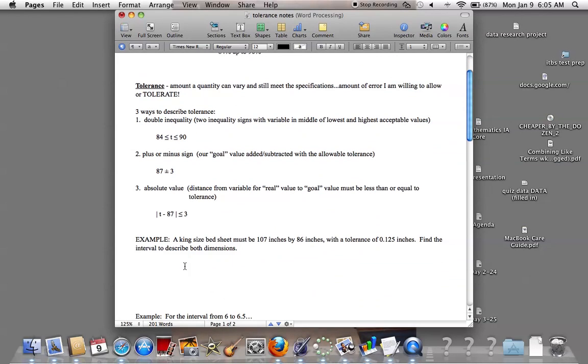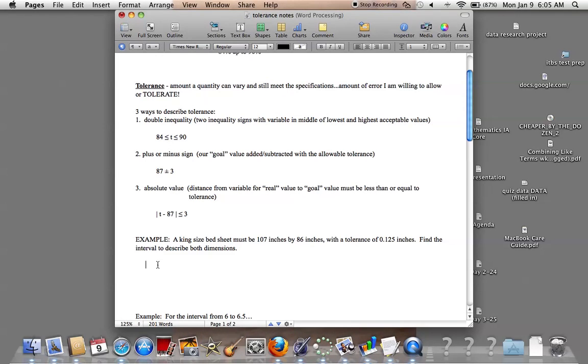Moving on to a situation where you might see this tolerance used: when they make sheets, they're supposed to be 107 inches by 86 inches. However, they know they're not going to measure exactly that, so they give them a tolerance of 125 thousandths of an inch. This is the number 1/8. Find the interval to describe both dimensions. Because they used the word interval, we are doing the double inequality. So anytime it asks for an interval, we're doing the double inequality.